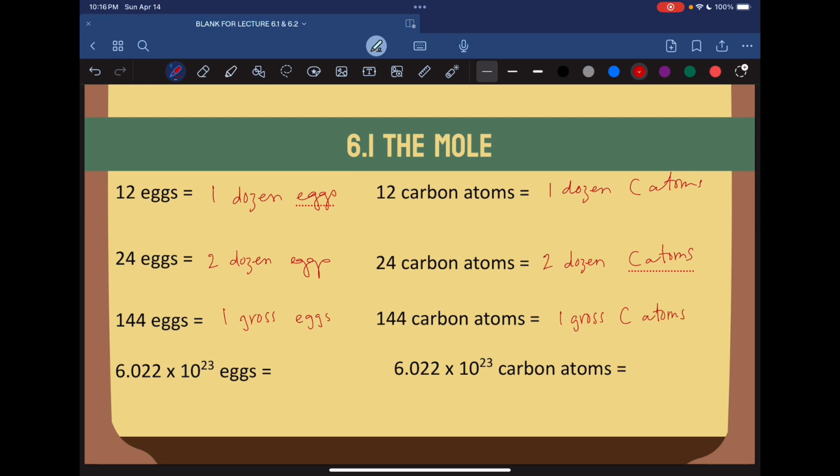Now, the mole is a unit, which represents a number, just like dozen represents a number. So 6.022 times 10 to the 23rd eggs is 1 mole eggs. This number is also Avogadro's number. So 1 mole will always have 6.022 times 10 to the 23rd. So here we have 1 mole carbon atoms.